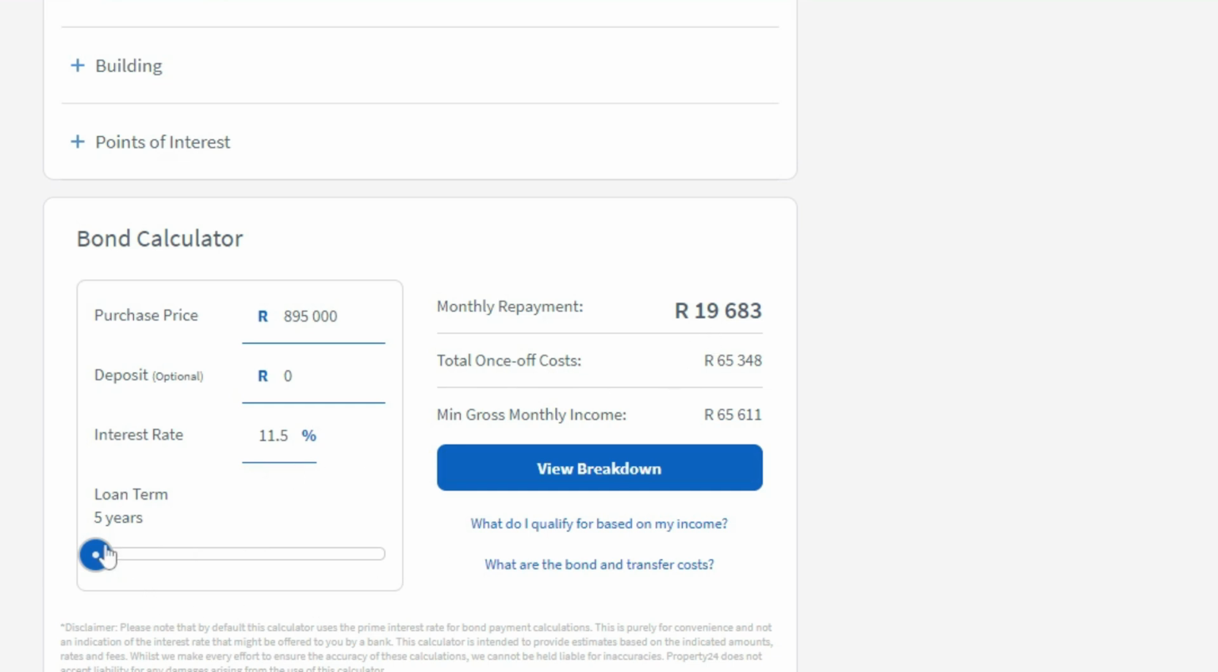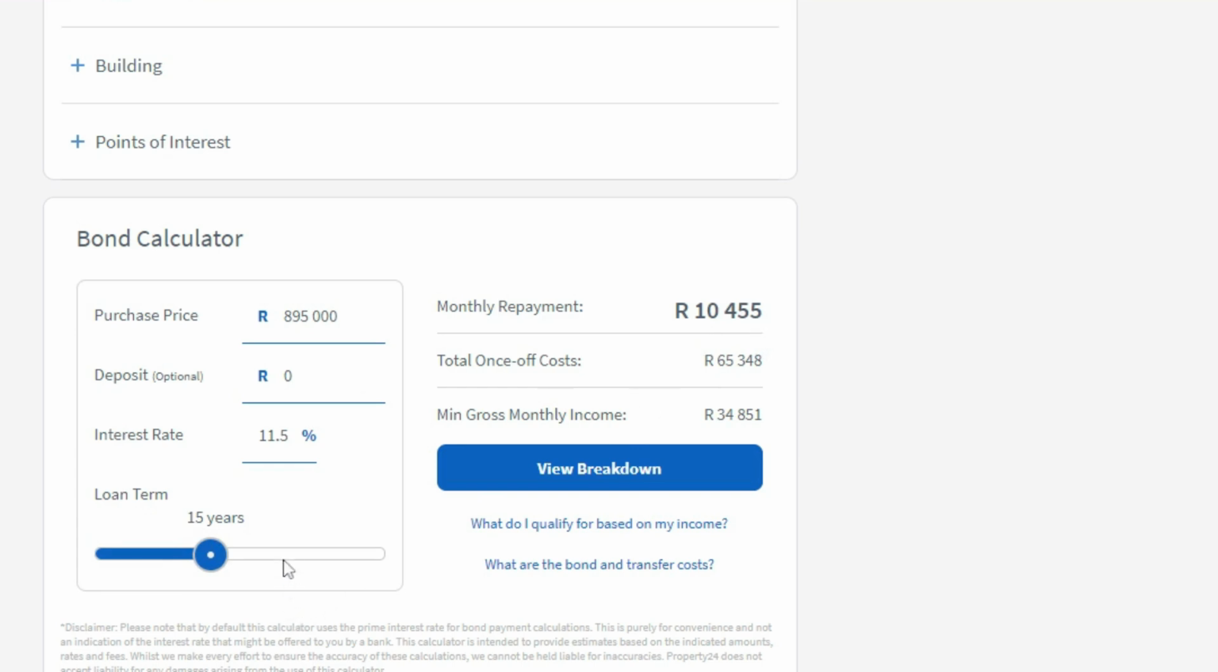Let's put it at 5. It says 19 point. It's a lot of money. So we spoke about 15. So 15 is over here. So long term, if we want to pay it back in 15 years, it means we're looking at a monthly repayment of 10,455.